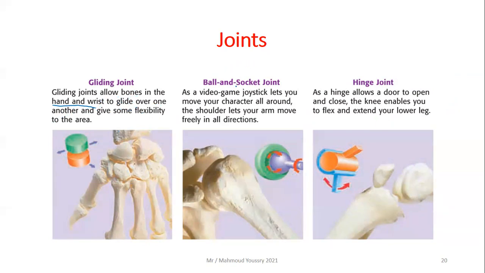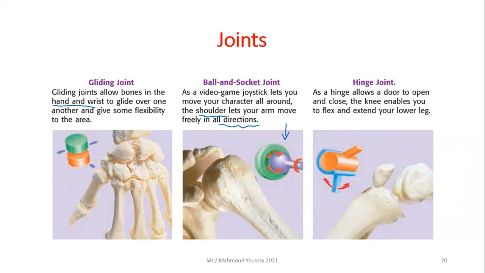The second type is the ball and socket joint. As we discussed before, this is like your shoulder joint. As a video game joystick lets you move your character all around, the shoulder lets your arm move freely in all directions, right? And this looks much like the video game joystick.